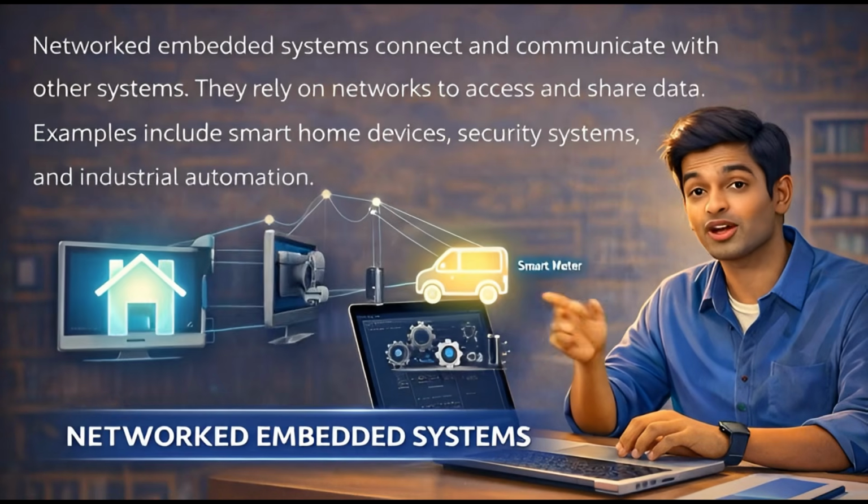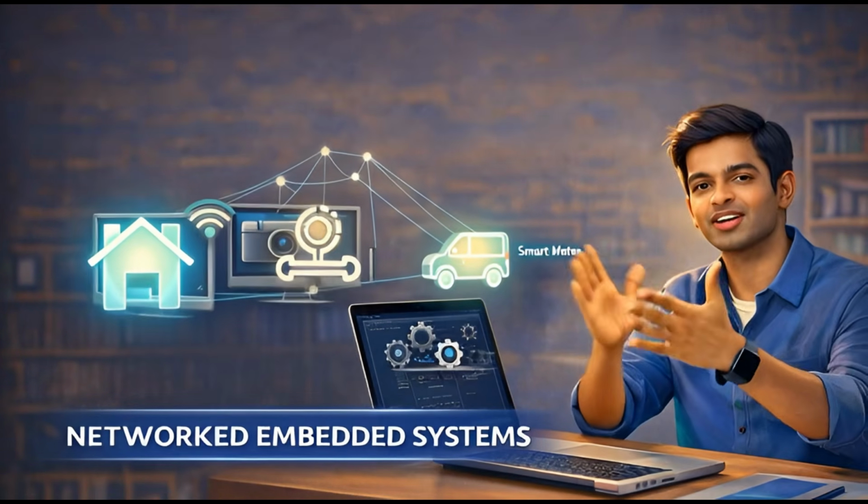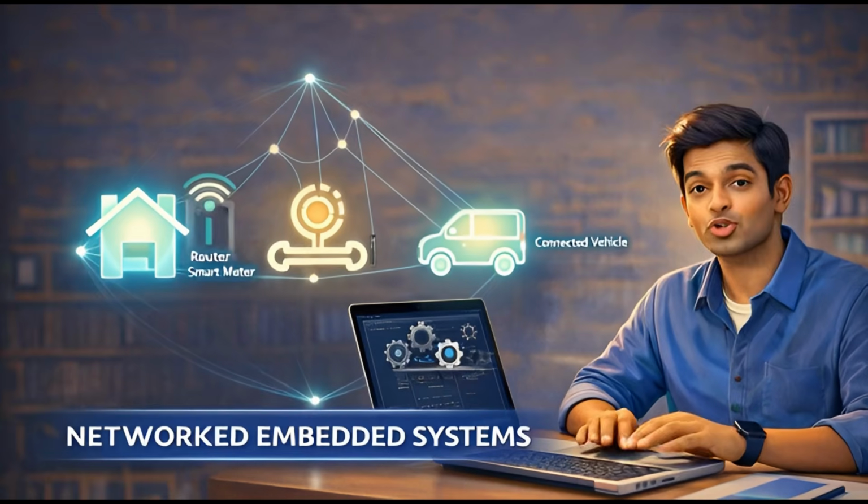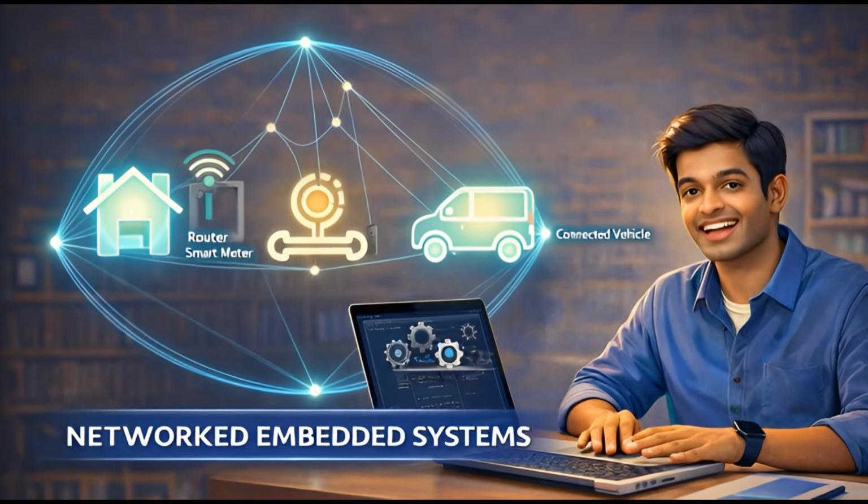Networked embedded systems communicate using networks. They share data with other systems or servers. Examples include smart meters, routers, and connected vehicles.